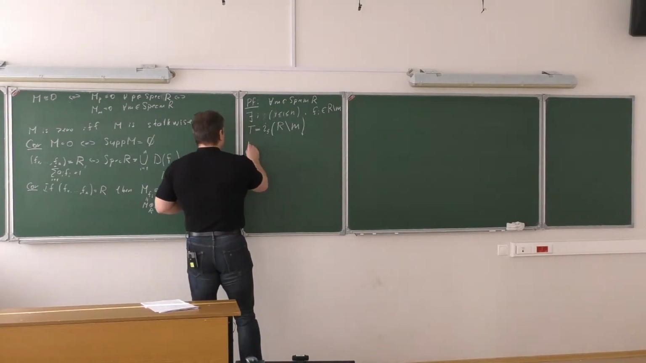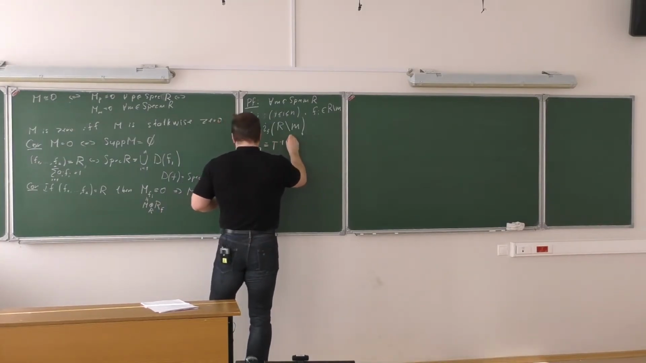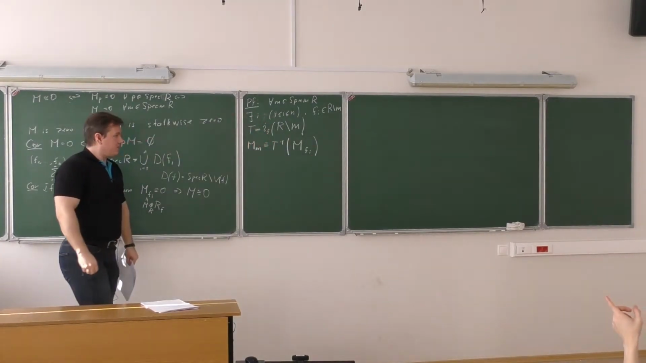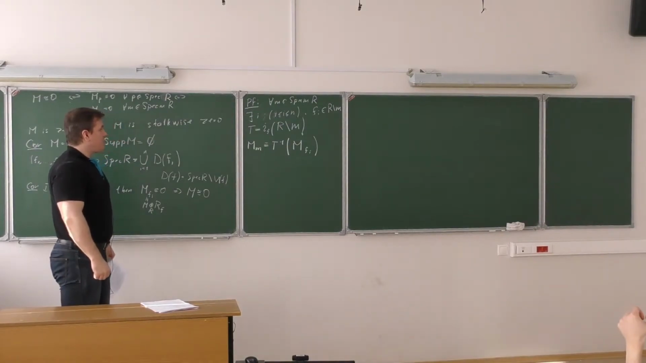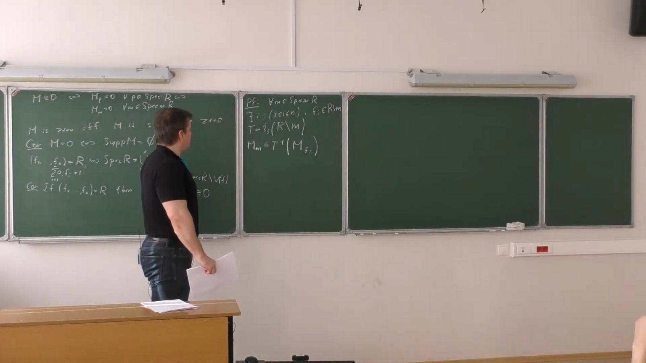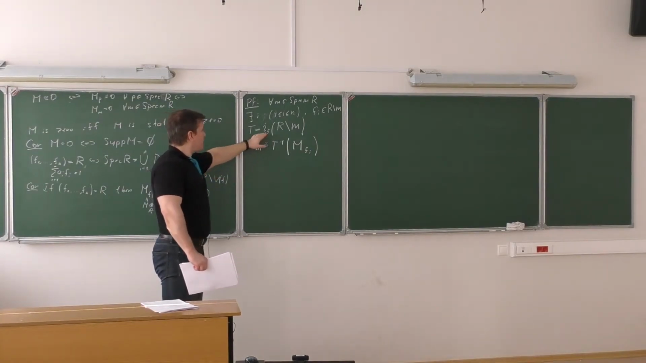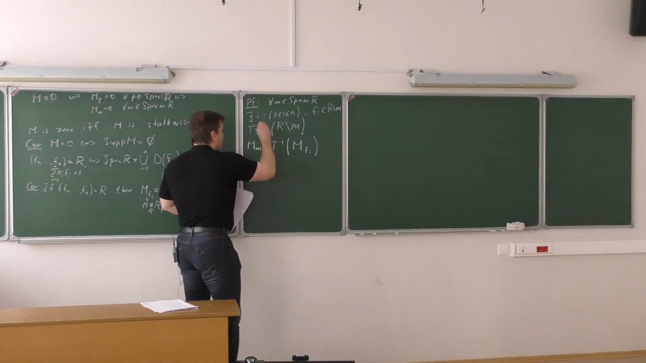So then you can say that the localization of the module M at the maximal ideal is isomorphic to the localization at T, where T is equal to the image of f_i, so it's the image under localization of f_i. So you first localize with respect to the element.